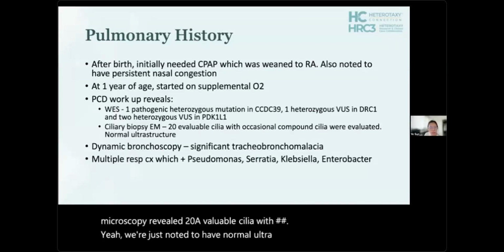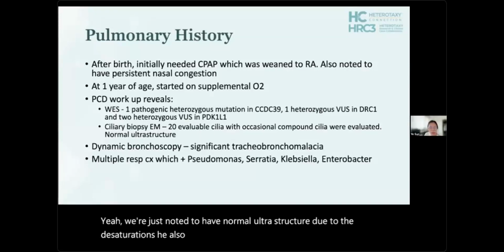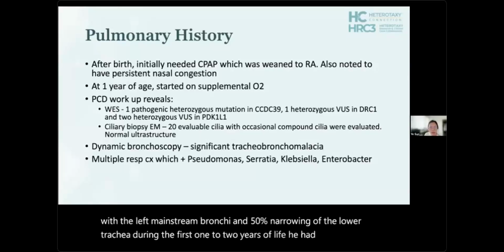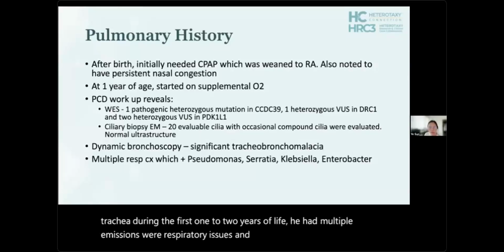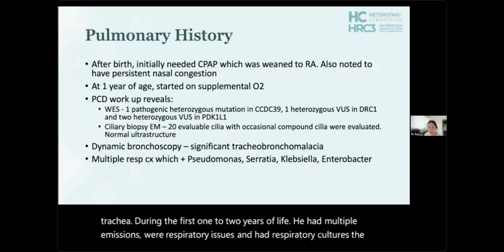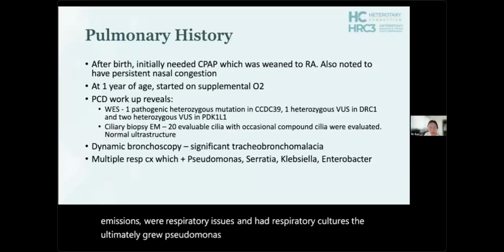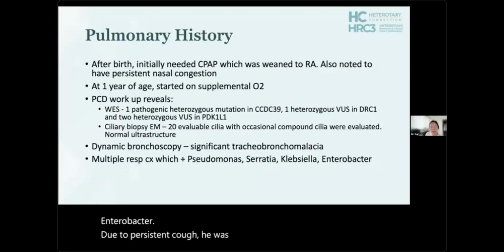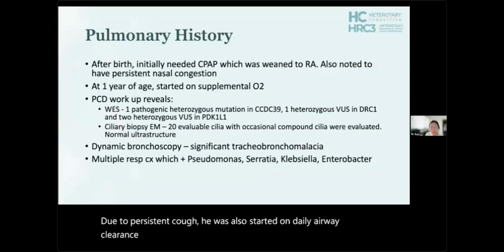Due to the desaturations, he also had a bronchoscopy done, which revealed significant tracheobronchomalacia with almost complete collapse of the left mainstem bronchi and 50% narrowing of the lower trachea. During the first 1 to 2 years of life, he had multiple admissions for respiratory issues and had respiratory cultures that ultimately grew Pseudomonas, Serratia, Klebsiella, and Enterobacter. Due to persistent cough, he was also started on daily airway clearance with albuterol, saline, and chest physiotherapy.